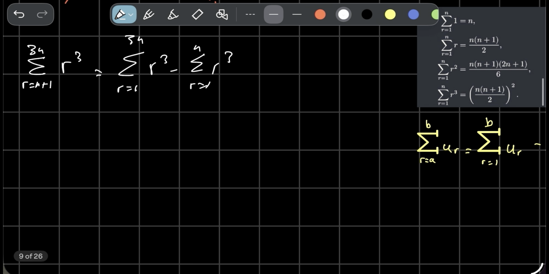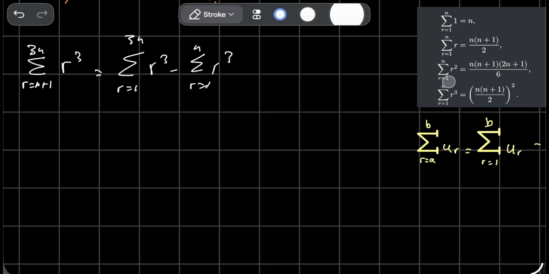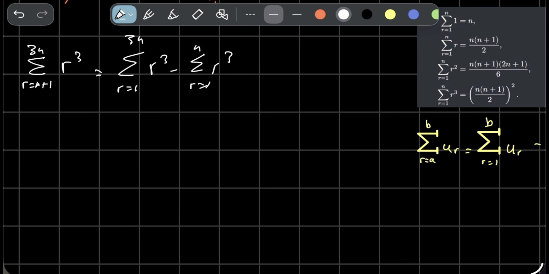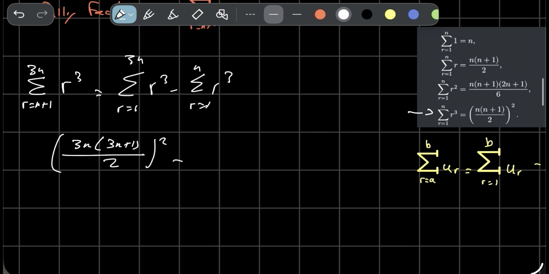r cubed. Now for the first one, we want to take this rule from the formula bank and apply it. So it's n times n plus 1 over 2, all squared, but n here is 3n, so it's 3n times 3n plus 1 over 2, all squared, minus, we will also use this rule, but here n is n, so minus n times n plus 1 over 2, all squared.